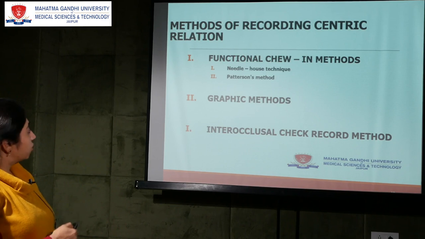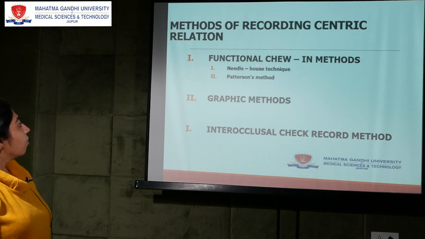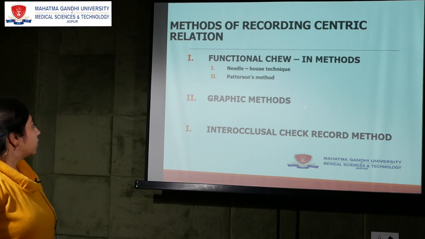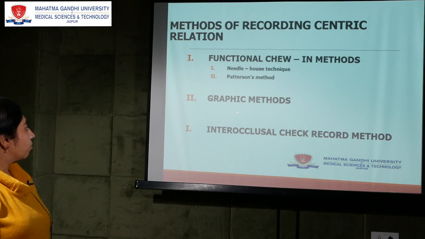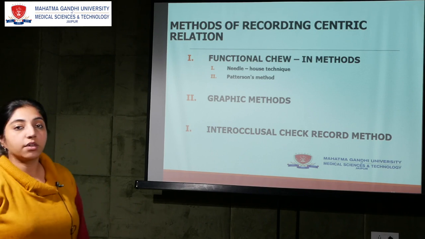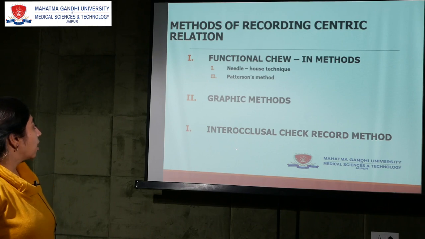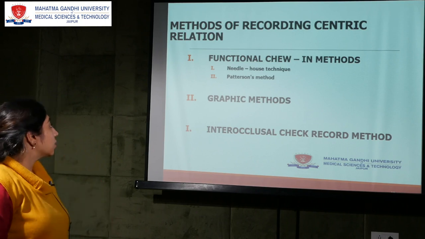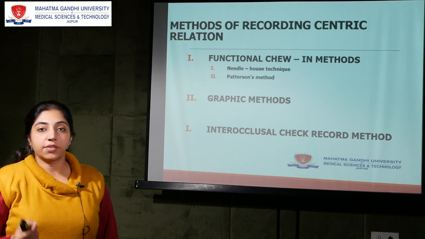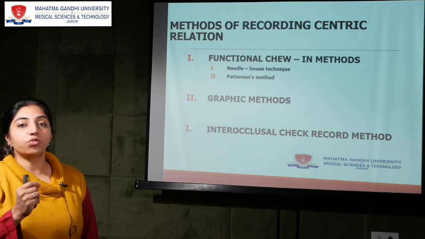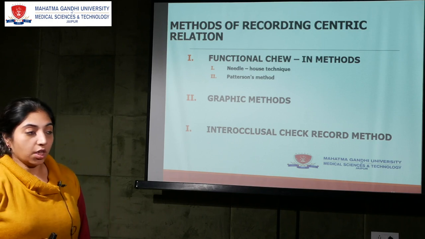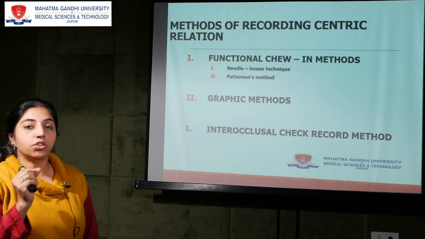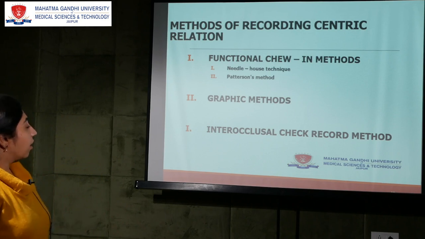For example, functional chewing methods were used initially, where function was used to record the centric relation. It was then further modified and worked upon with the graphical methods of recording centric relation. And then you have a static method, that is the intraocclusal check record methods. Each one of them works on a different concept, and different materials are used for recording because the concept is different. So, if you understand the concept, you will understand the choice of material or the technique which is used for recording that particular technique.